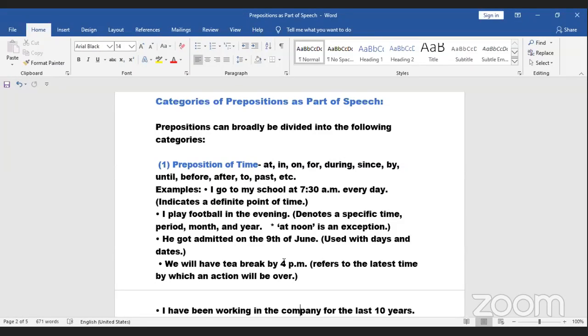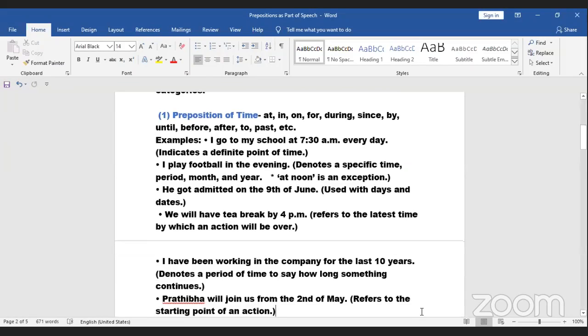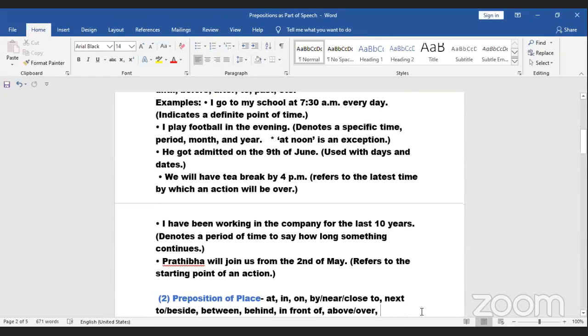So this is the prepositions of time, one portion. Now, one more confusing pair is there. Where do we use "for" and where do we use "from"? When I say I've been working in the company for the last 10 years, for the last 10 years, that means it is a prolonged time period.